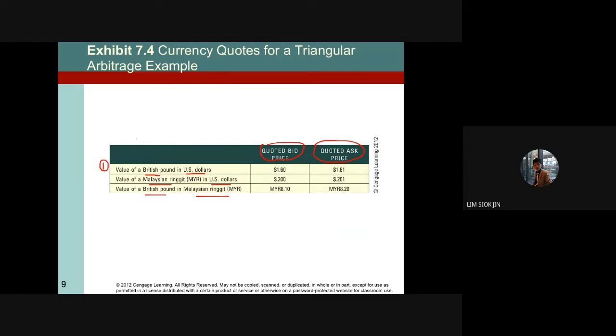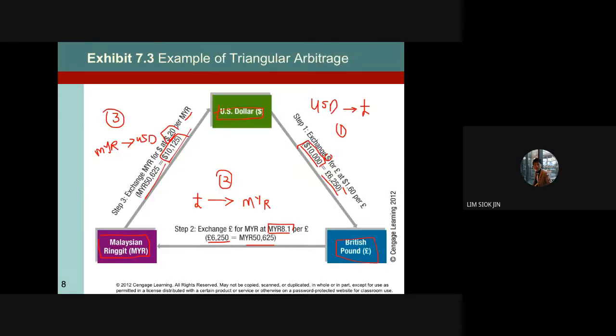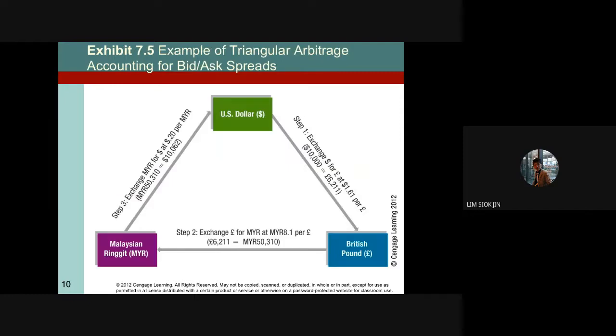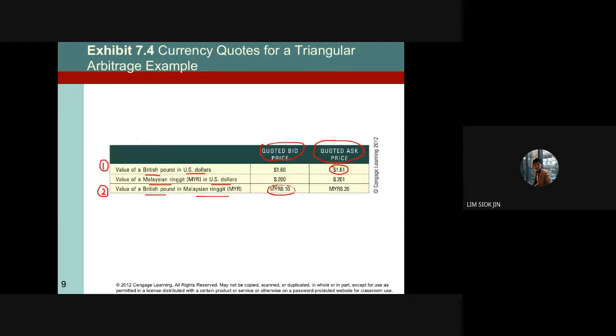Which one will you use? You will be using 161, not 160. Yeah, you have to buy at $1.61, because when you buy, usually you buy at a higher price. All right, and then with British pound, you buy ringgit. British pound, buy ringgit. So value of pound in ringgit. You want to buy ringgit? Which one is this? Convert to ringgit. Usually it is the cheaper one, I think. Yeah, cheaper one.